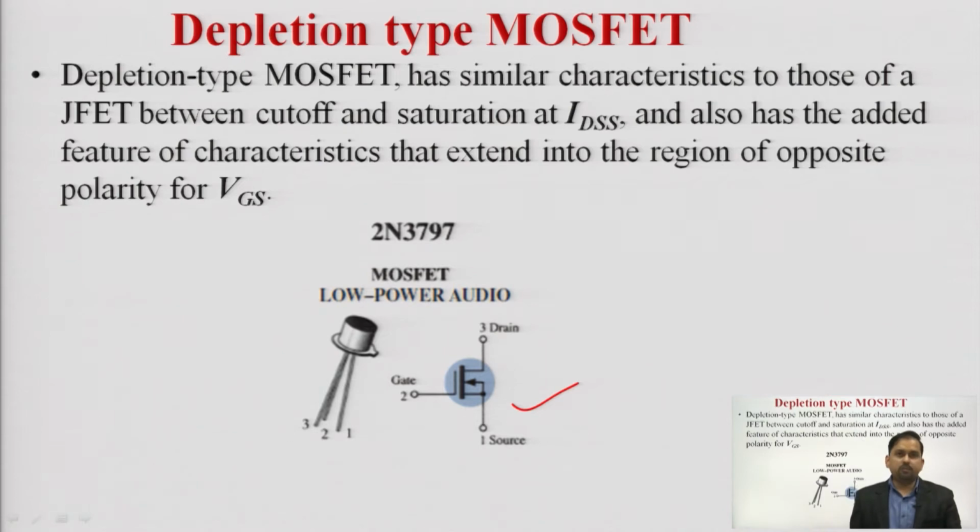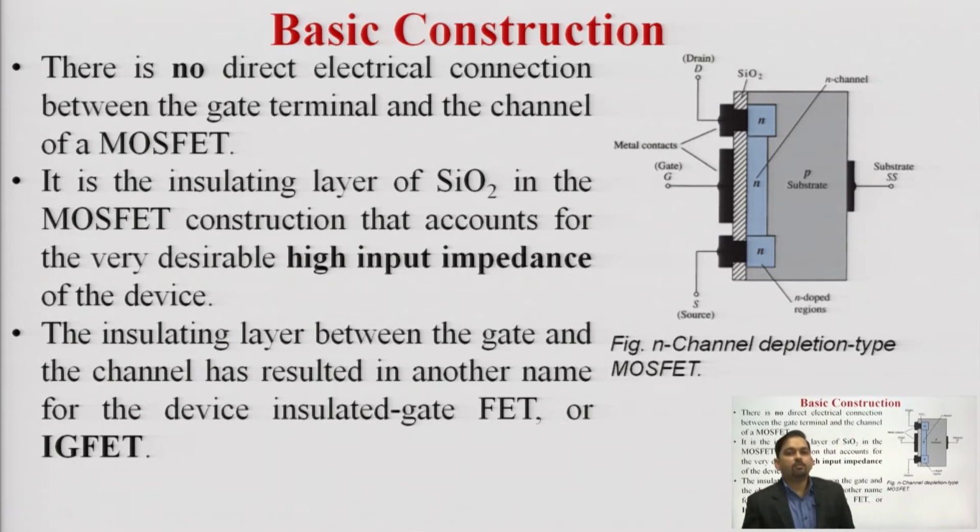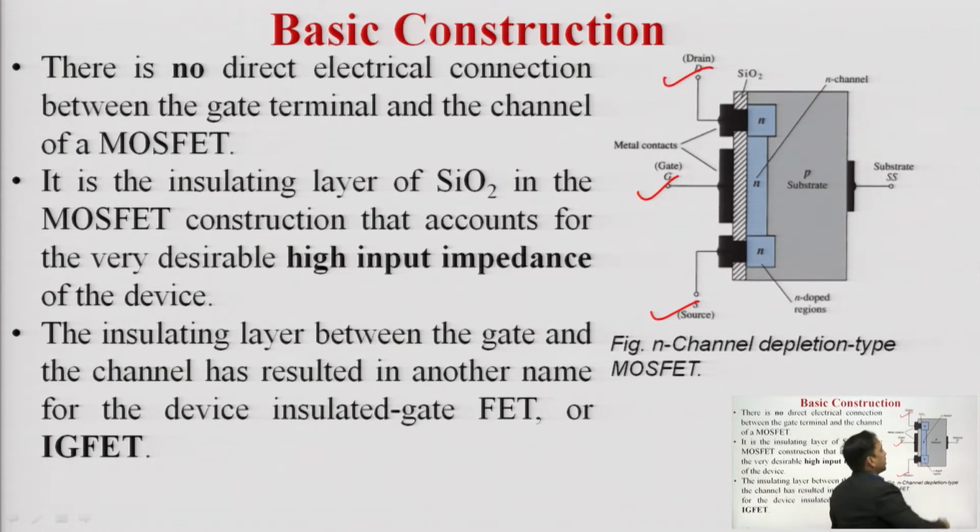Now, first of all we will see the depletion type MOSFET, its working characteristics, and how a depletion type MOSFET is constructed. So, first is the construction. In a MOSFET, or if we talk about the JFET, it has the drain terminal, the source terminal, and the gate terminal. Apart from that, it has a substrate, which somewhere is also referred to as the body. So, this MOSFET has 4 terminals: drain, source, gate, and substrate.